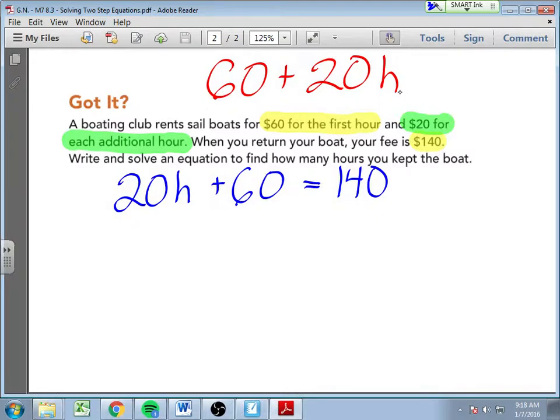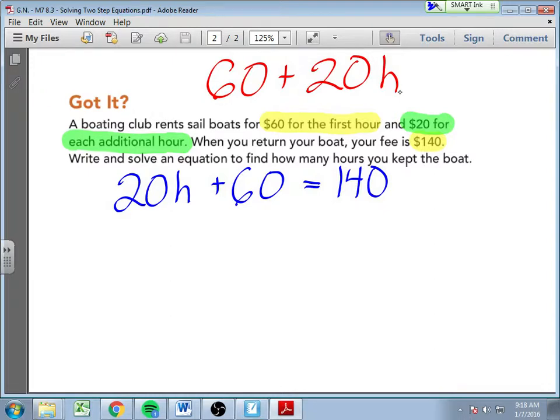Who thinks it's 4? Who thinks it's 5? Keep your eyes shut. Who doesn't know how to solve this? Who still would need a little bit more help? Okay. All right. Hands down. Eyes open.